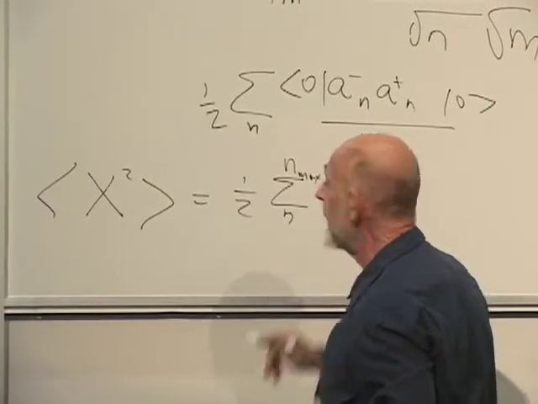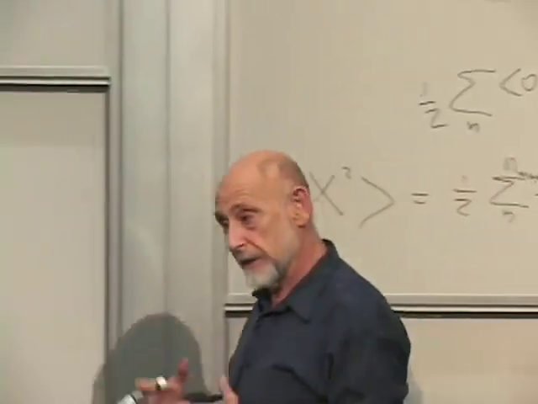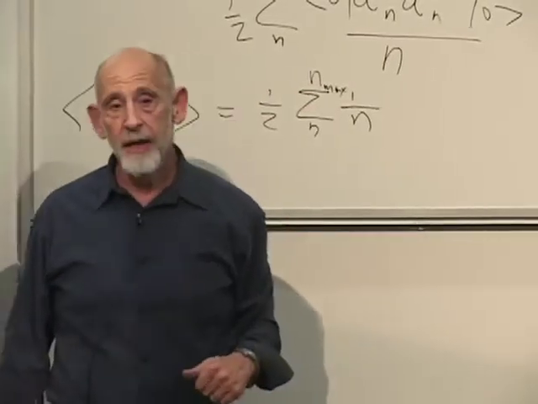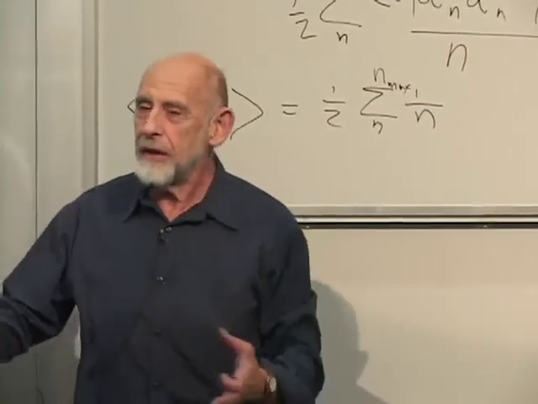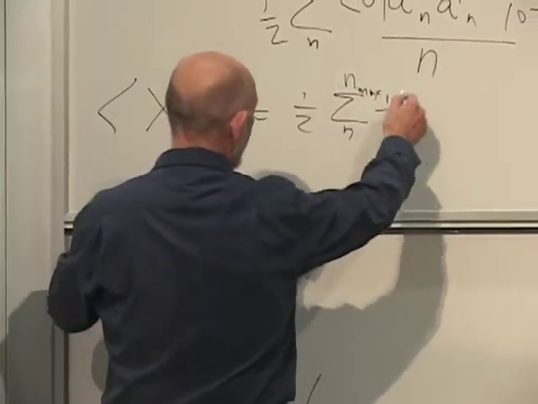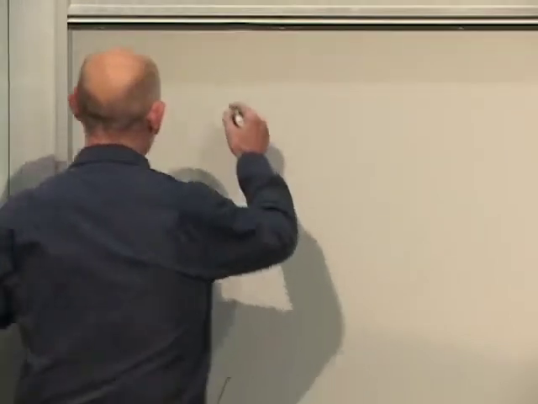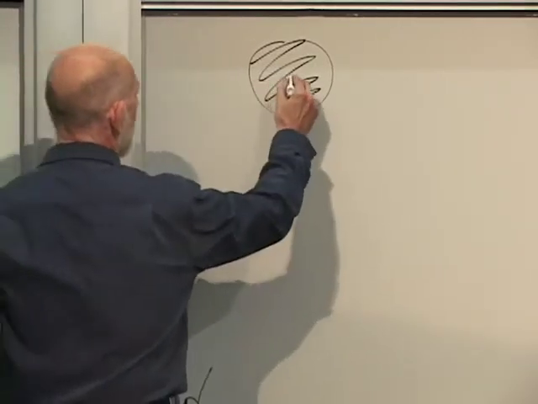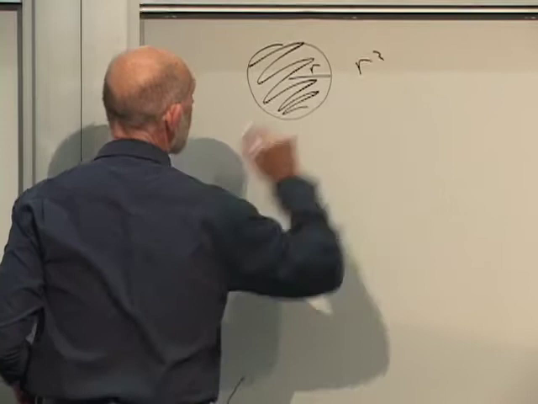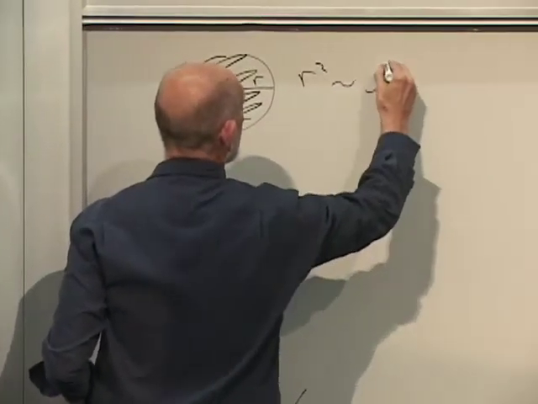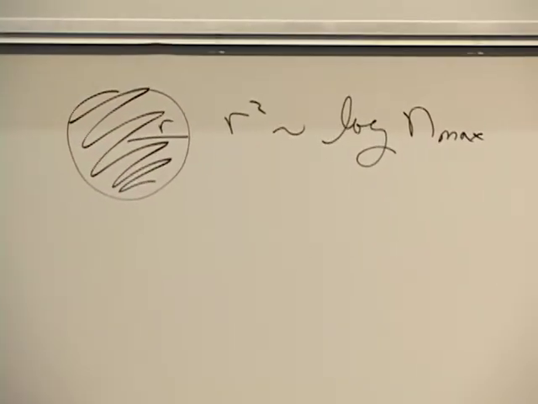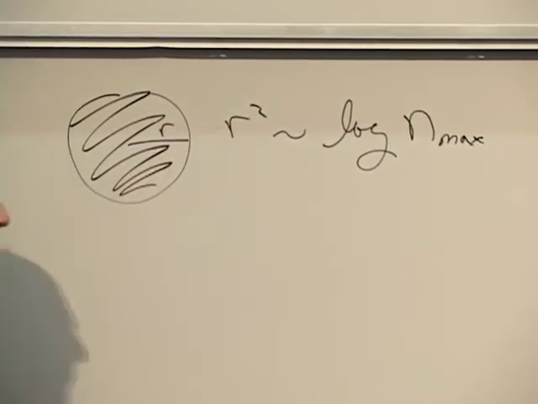A maximum frequency. Later on, we're going to have to repair the damage by letting the maximum frequency get larger. Now we can ask, how does this string behave as a function of n max? In flat space, here's the way to think about it. As a function of n max, the string occupies a certain region of space. It's the region of space whose R squared is equal to the logarithm of N max. The higher we make N max, the bigger it seems to spread out, but very, very slowly, but nevertheless it seems to spread out.